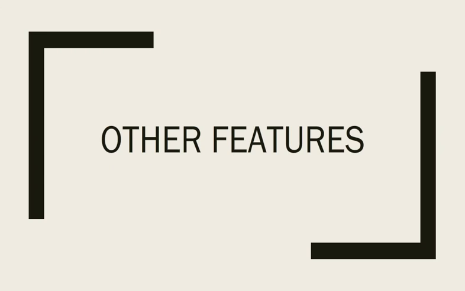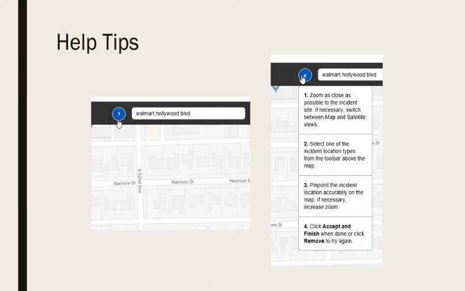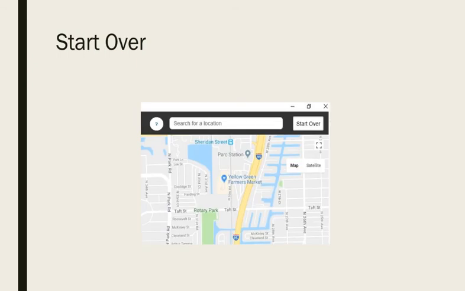Next, we will talk about some other features that are in the location tool. There are help tips built in the location tool. In the upper right hand corner, you will see a blue question mark, and if you click on it, there will be help tips offered to you. To clear your entire search and start over, you can push the start over button in the upper right hand corner.